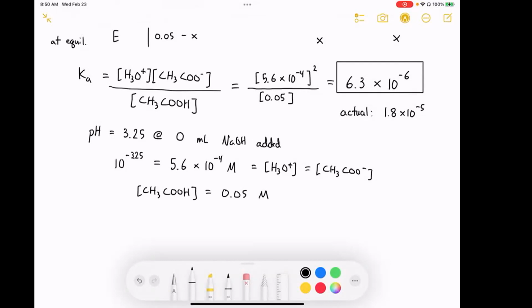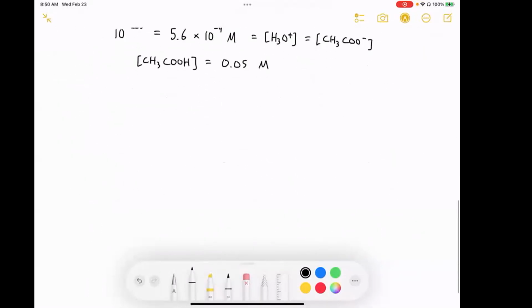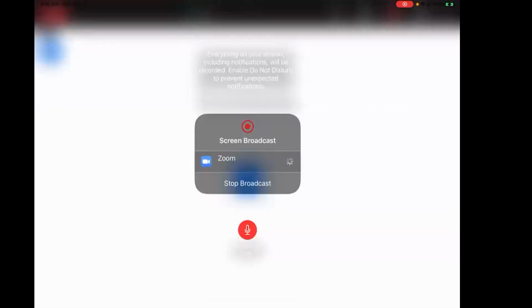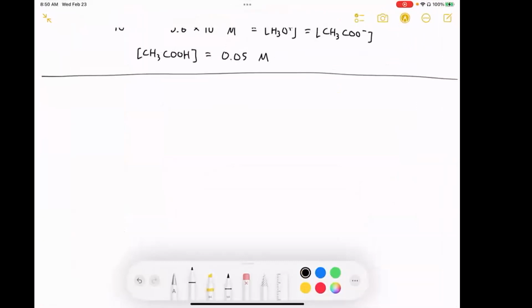Now let's do it at the midpoint. Okay, so let's move down here. So now this is going to be, oops, did I stop sharing? My apologies here. Let's go back to Zoom. Okay, so let's go back here.